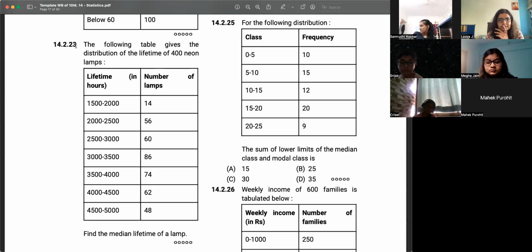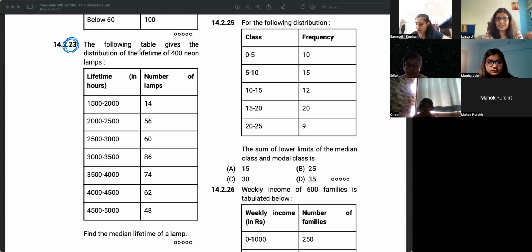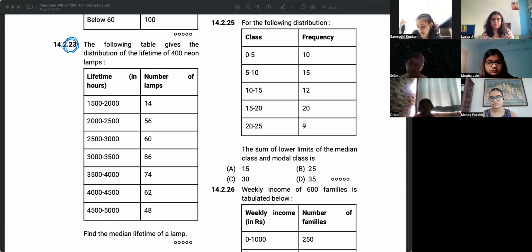So median का let's look at level 2, 23rd question अभी के लिए. The following table gives the distribution of lifetime of 400 neon lamps. These are the lifetimes in hours. So there are 14 lamps जिनका lifetime is between 1500 to 2000 hours. 56 lamps are able to run between 2000 to 2500 और ऐसा पूरा table बनाया हुआ है. We need to find the median lifetime of a lamp. Okay, so पूरे data का median find out करना है.